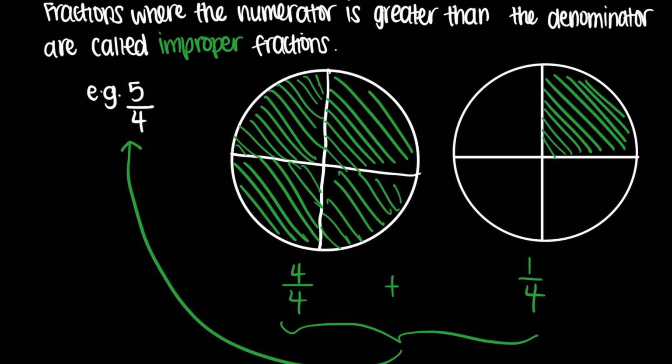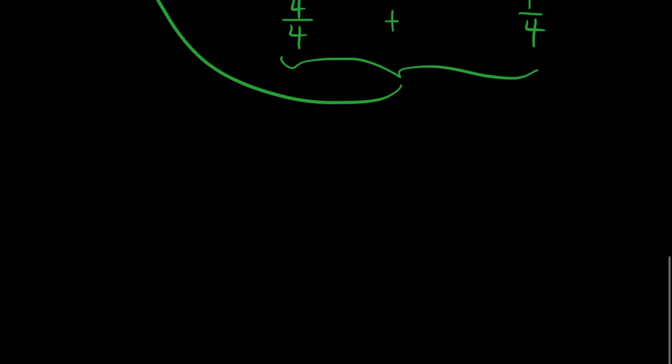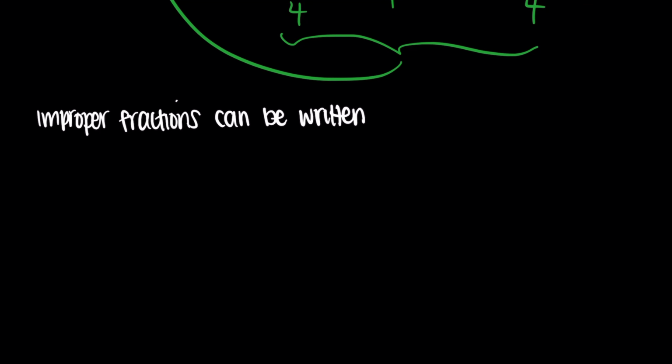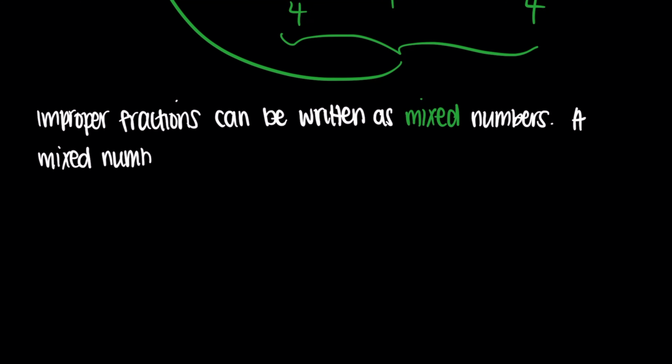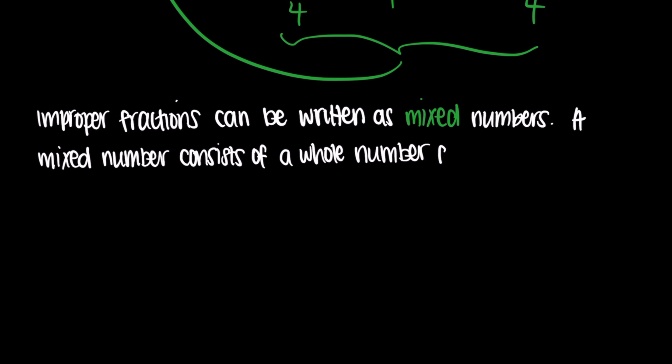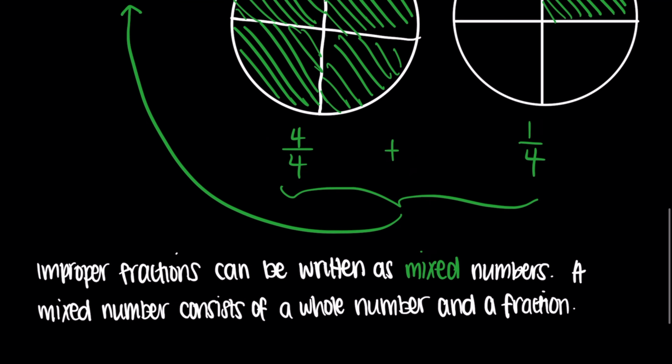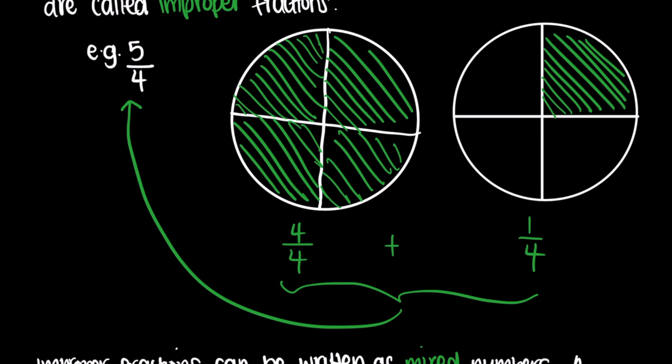This brings me to my next point. Improper fractions can be written as mixed numbers. And a mixed number consists of a whole number and a proper fraction. So let's go back to the last example that we did. We saw that the improper fraction 5 over 4 from the diagram representation is 4 out of 4 plus 1/4.